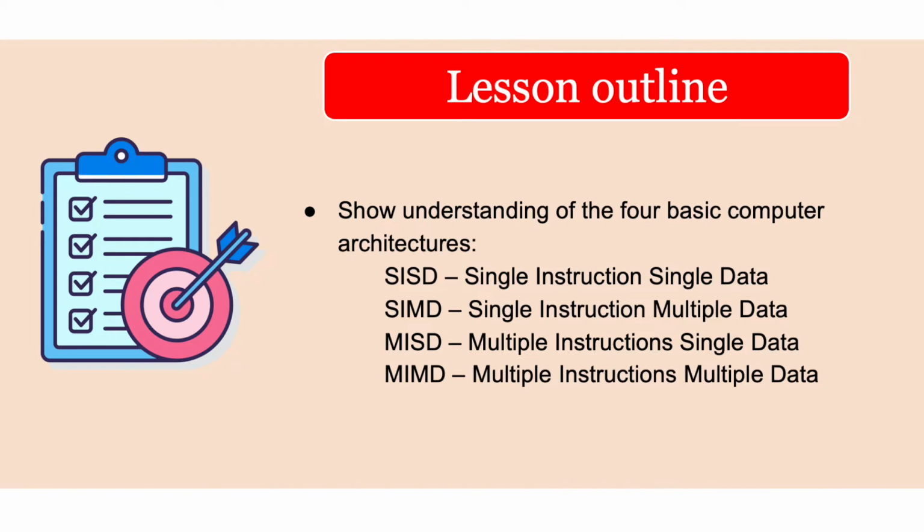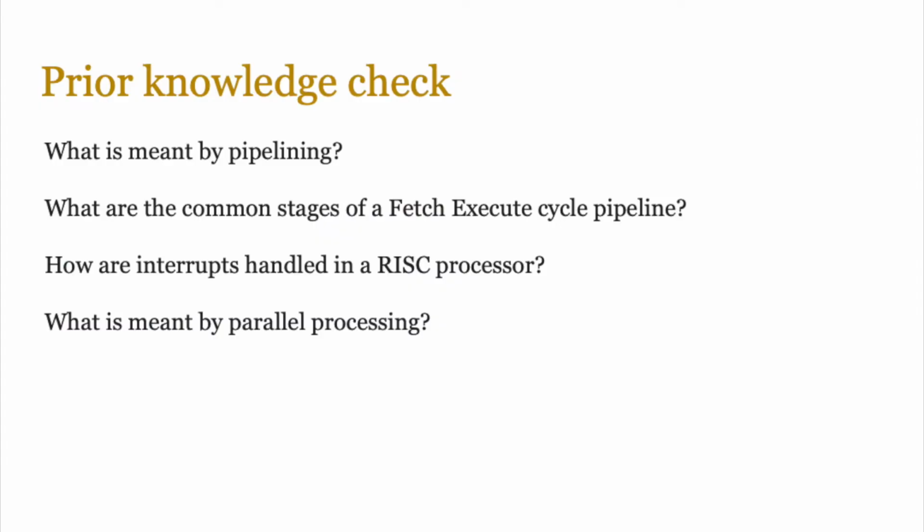However, we can go even beyond that, taking these octa-core processors and then having many of these octa-core processors, we can create a true parallel system. So we're going to be looking at the different architecture styles that are used to create parallel processing systems. Now, before we begin, we're going to do a prior knowledge check.